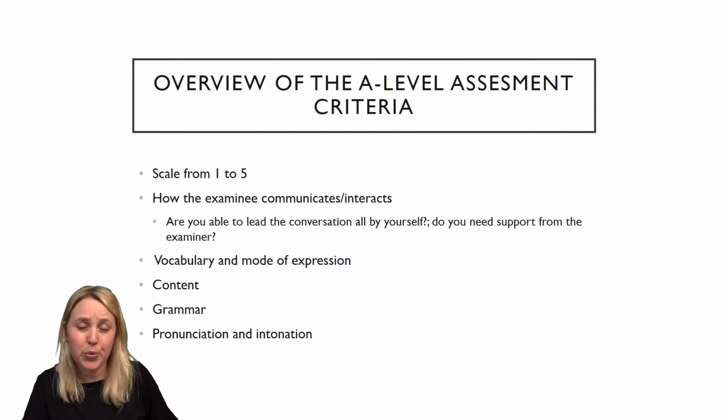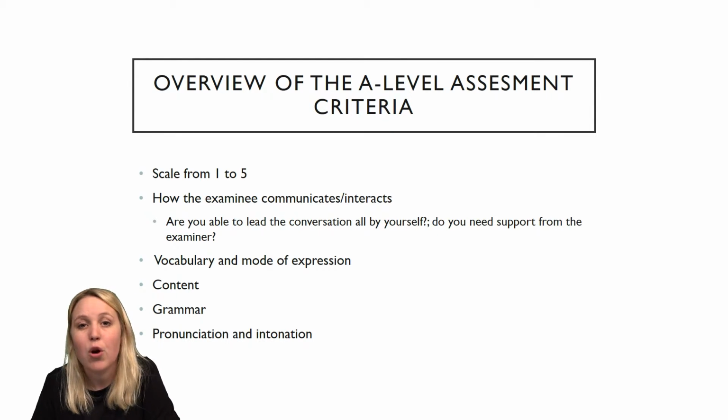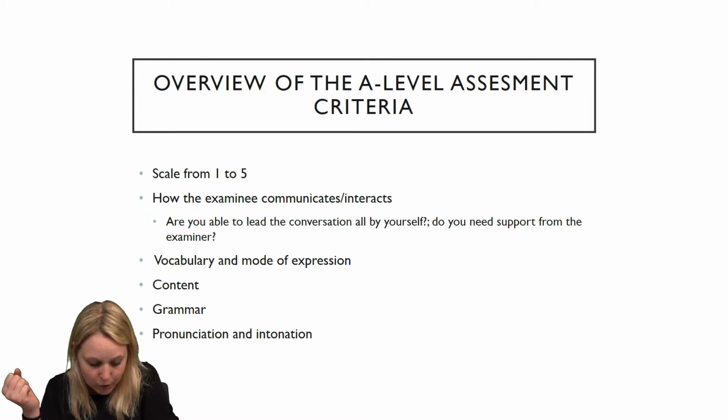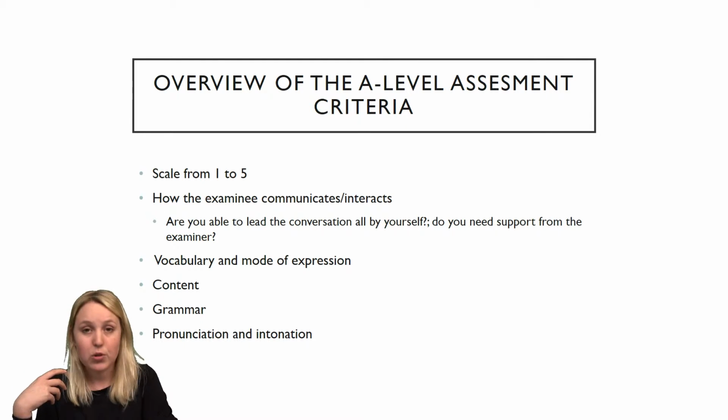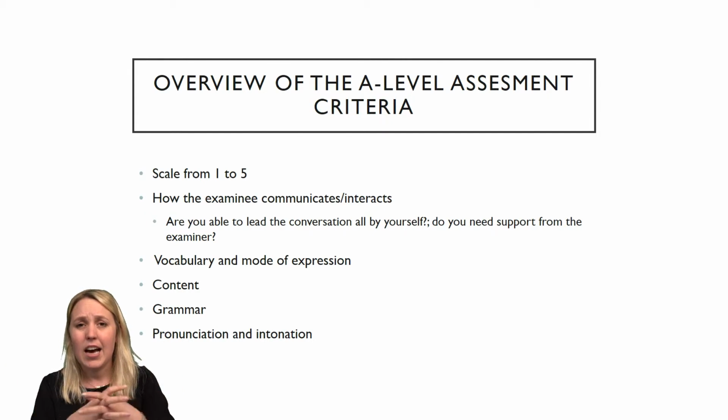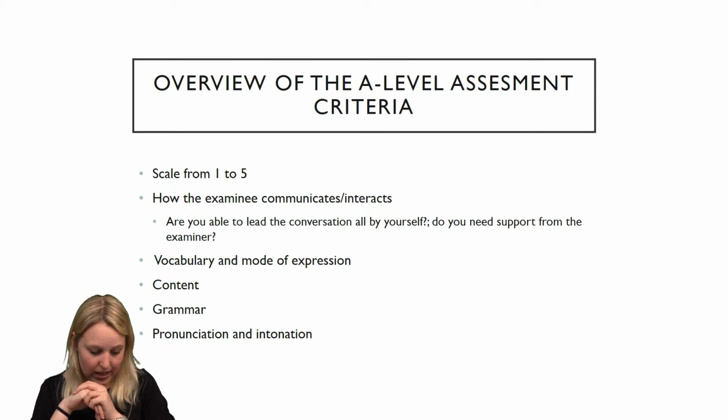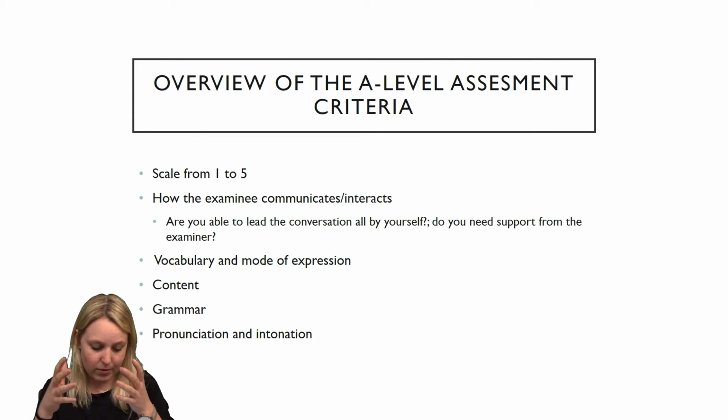Now let's see how you will get assessed. There is a scale from 1 to 5. 1 is the best, 5 is the worst. And there are some aspects which the examination board focuses on. At first, how the examinee, so that's you, der Prüfling, communicates and interacts. Are you able to answer the questions? Are you able to speak freely? Are you able to speak in English? That would be great. And then we have vocabulary and mode of expression.